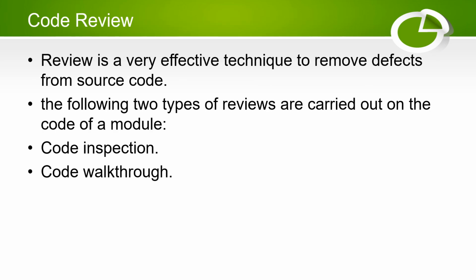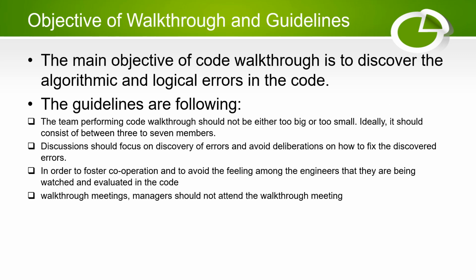Then the next one is code review. What does review mean? It is an effective technique to remove defects in the source code. Here we have two types of review: one is code inspection, the other is code walkthrough. The main objective of the code walkthrough is to discover the algorithmic and logical errors in the code.